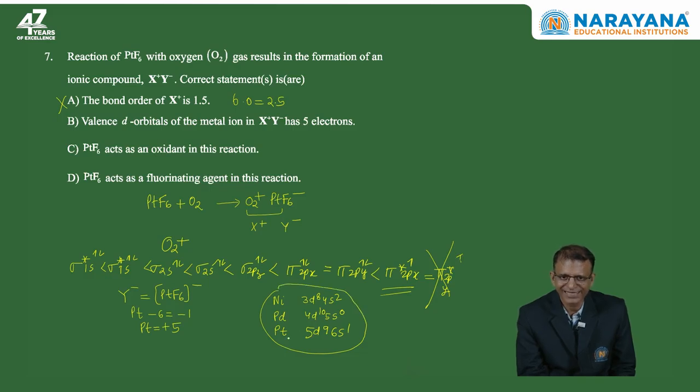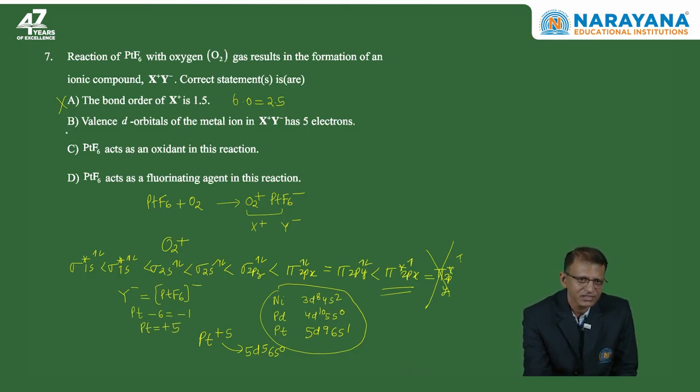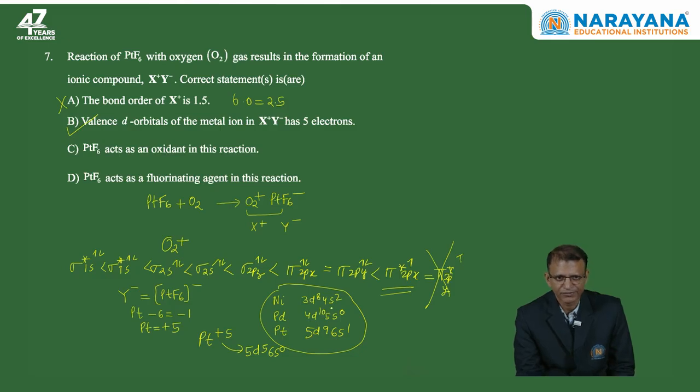So now platinum is present in plus 5 oxidation state. If I try to write the electronic configuration of this, I have to remove 1 electron from 6s and 4 electrons from 5d. So I will get 5d5 6s0. Right, we have removed 5 electrons from these 10 electrons. They are asking that the valence d orbitals of the metal in X plus and Y minus has 5 electrons. This B statement seems to be correct.